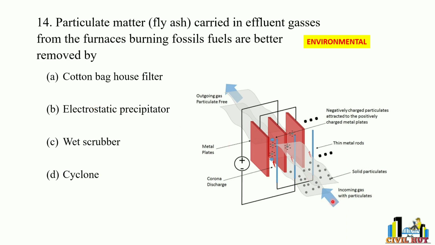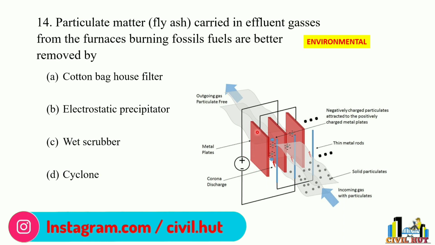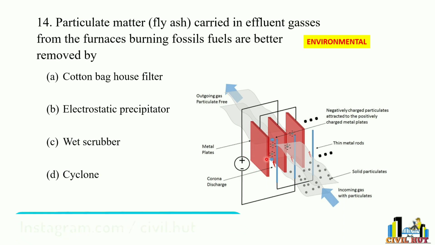In the electrostatic precipitator, the particulate matter flowing in this direction, the metal plates are showing like that. In this, the metal plates have the positive charge and the particulate matter have negative charge. So the plates will attract the particulate matter and outgoing gas is particulate free. So our option is electrostatic precipitator, B.